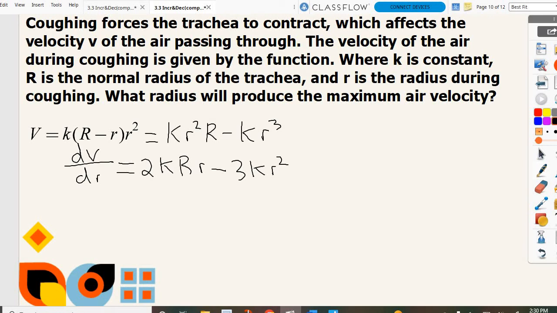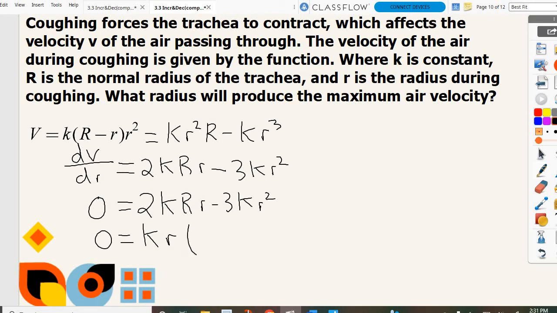So then, how do I find a max or min? What's my next step? Set it equal to 0. Now, again, what is all of this with respect to? Little r. That's the only one we care about. So, what do we want to do to solve that? I would factor out anything that we have in common, which is a k and a little r. So then we're left with 2 times big R minus 3 times little r.